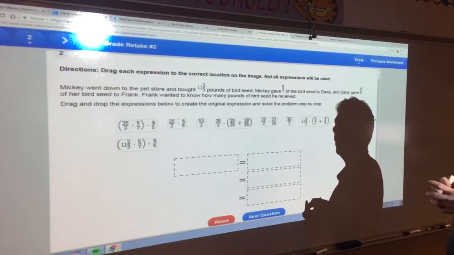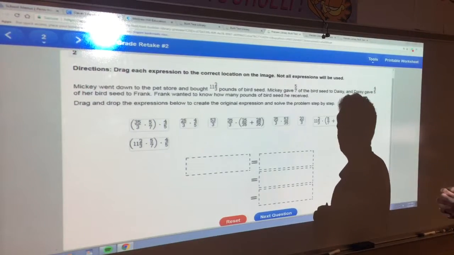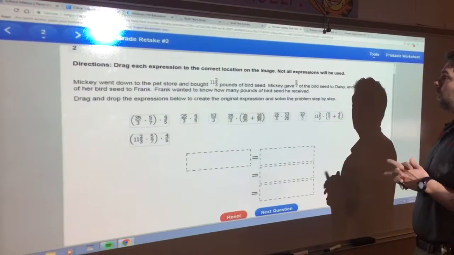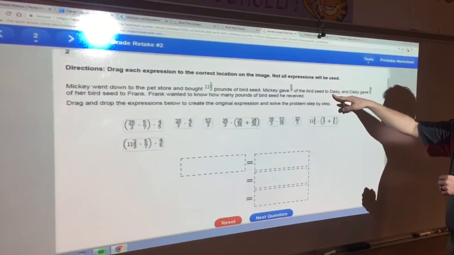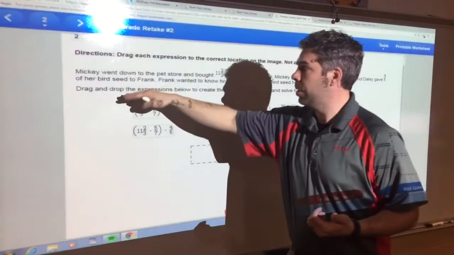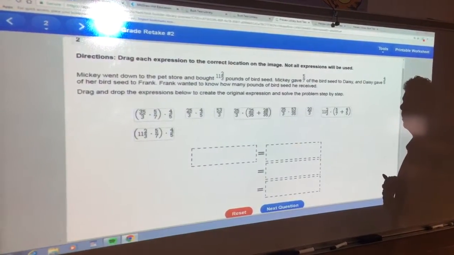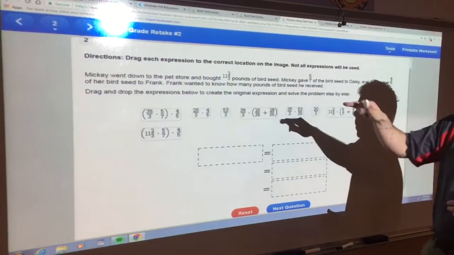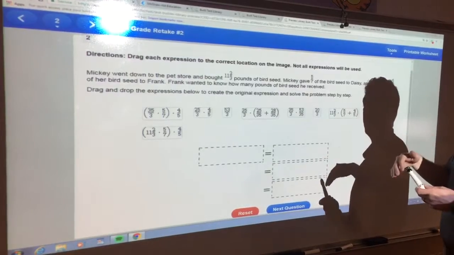The problem says Mickey went down to the pet store and bought 11 2/3 pounds of birdseed. Mickey gave 5/7 of the birdseed to Daisy, and then Daisy gave 4/5 of her birdseed to Frank. Frank wanted to know how many pounds of birdseed he received. Then it says drag and drop the expressions below to create the original expression.